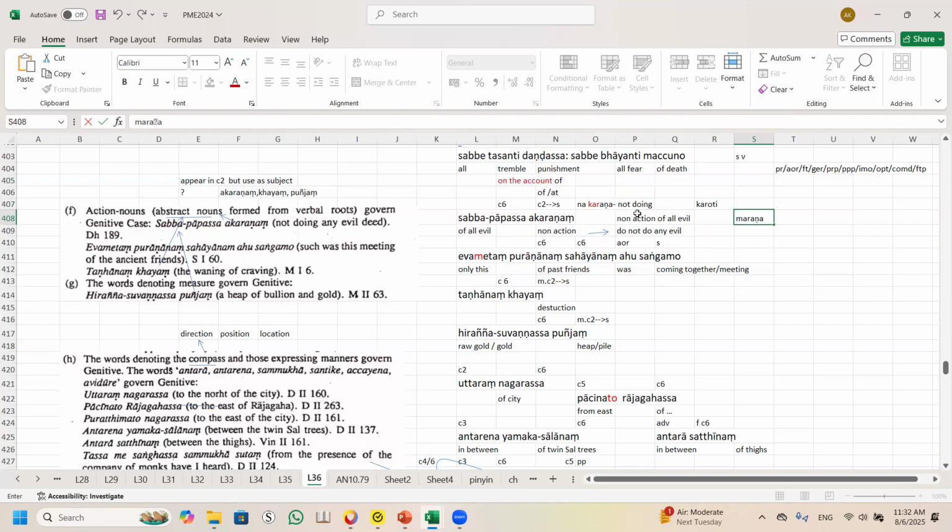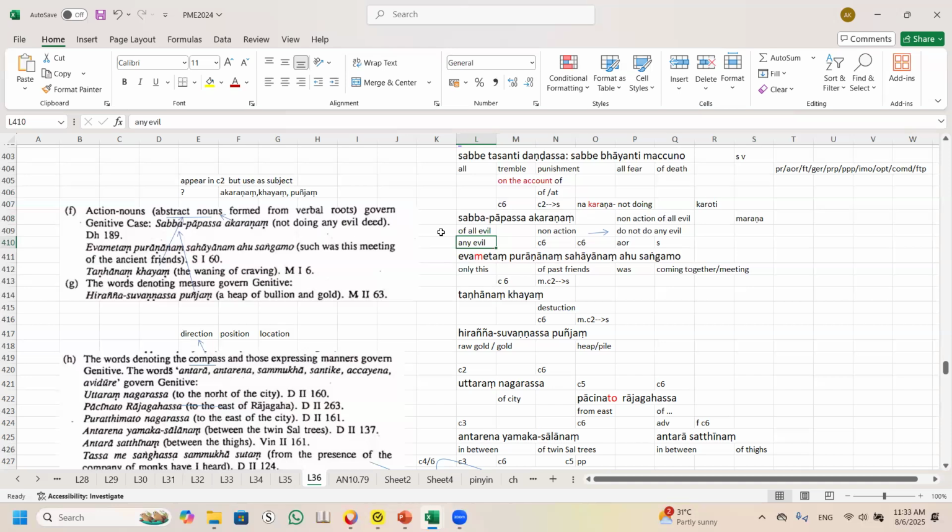If you put this as not doing, not doing all evils, you can understand. Not all evil is usually replaced by any evil. Any evil and all evil are the same. In English it is sometimes any evil. So here it becomes not doing any evil. So all evil is the same as, in English, any evil.